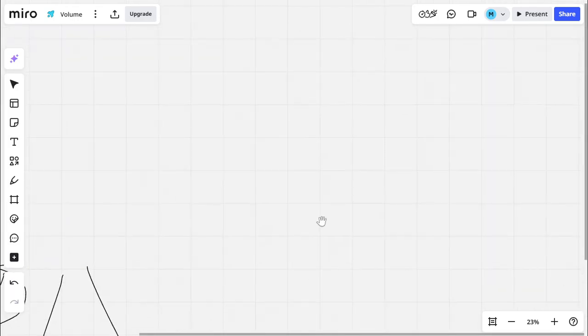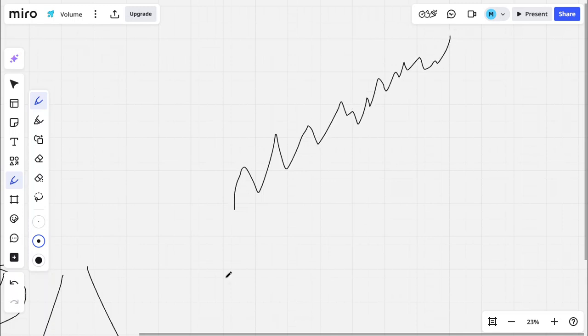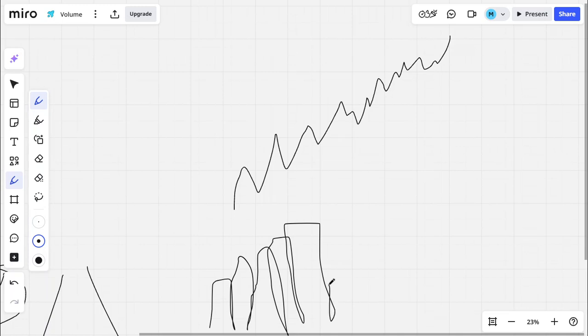Now see, in an uptrend the price doesn't move like this. In an uptrend the price moves like this. So now when you see that volume is increasing, increasing, increasing, and suddenly volume decreased, that is because of this pullback.